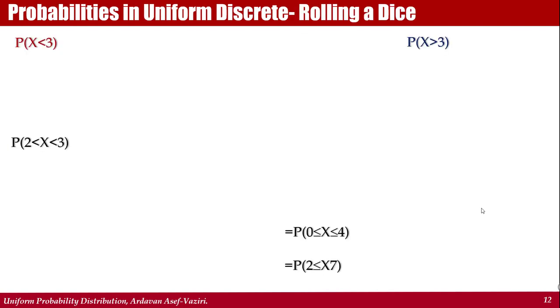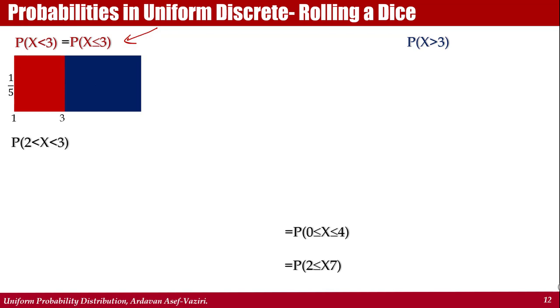And what is the probability of x less than 3? The probability of x less than 3 is the same as probability of x less than or equal to 3. In continuous probability distribution, instead of less than or greater than, we always have less than or equal and greater than or equal, because probability of equal is equal to 0. Probability of x less than 3 is equal to probability of x less than or equal to 3.